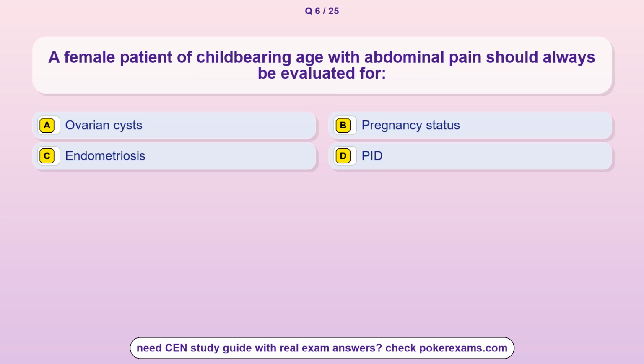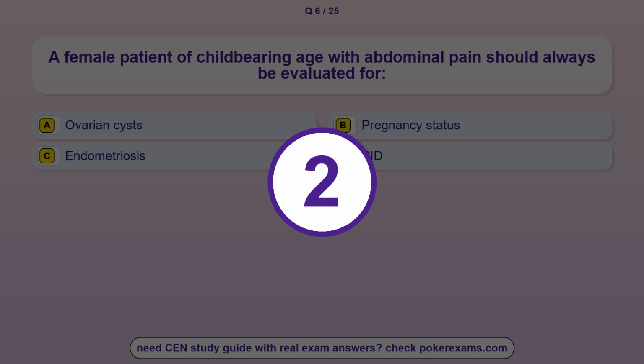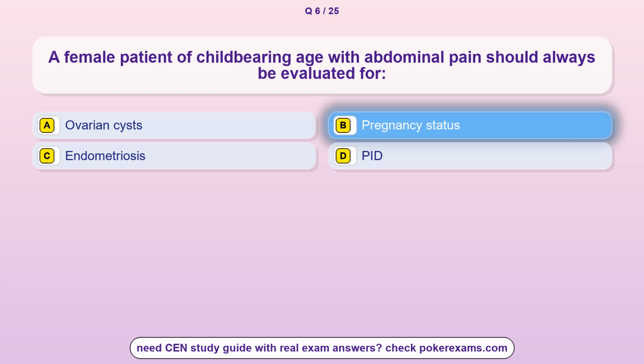Question 6. A female patient of childbearing age with abdominal pain should always be evaluated for: Option A, ovarian cysts. Option B, pregnancy status. Option C, endometriosis. Option D, PID. The correct answer is option B, pregnancy status.